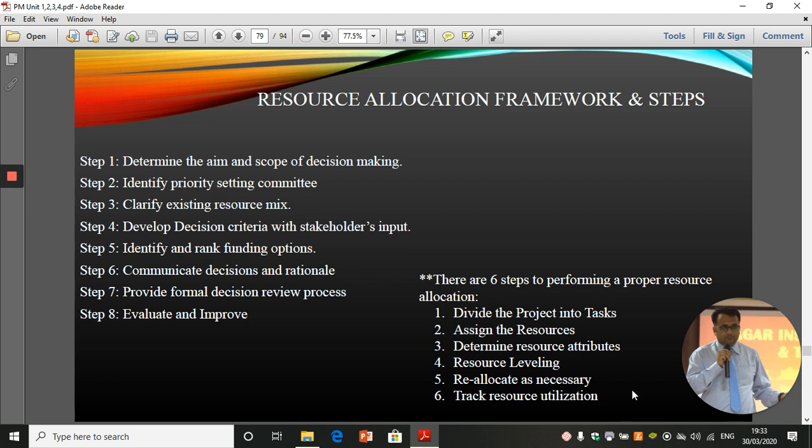So always track resource utilization. Make sure that any of the processes does not suffer due to under provision of resources, and also the resources should not be wasted because of over allocation of resources.